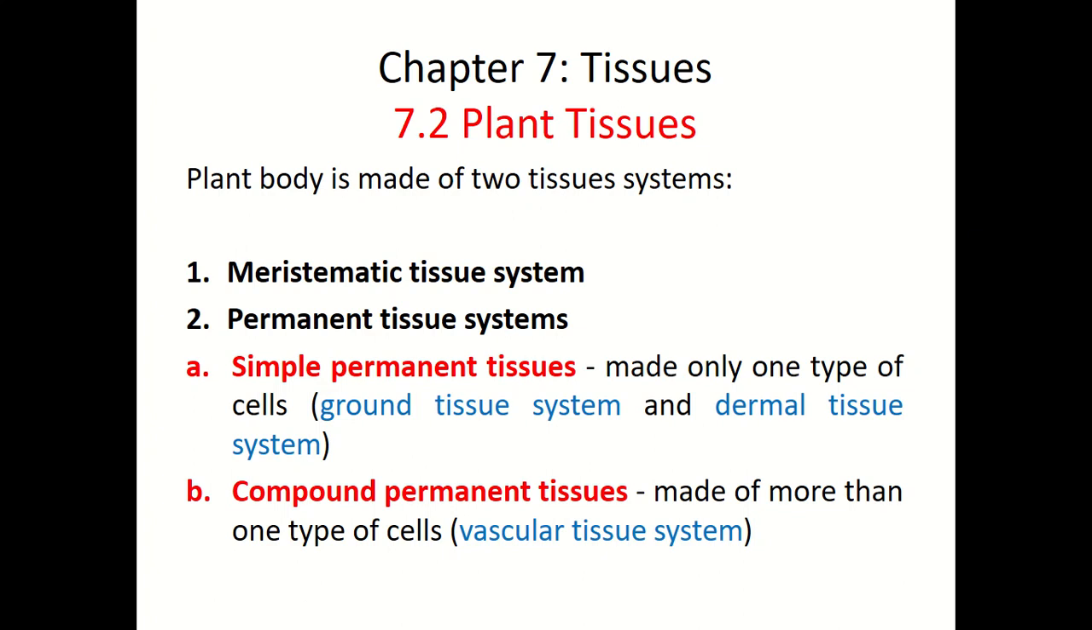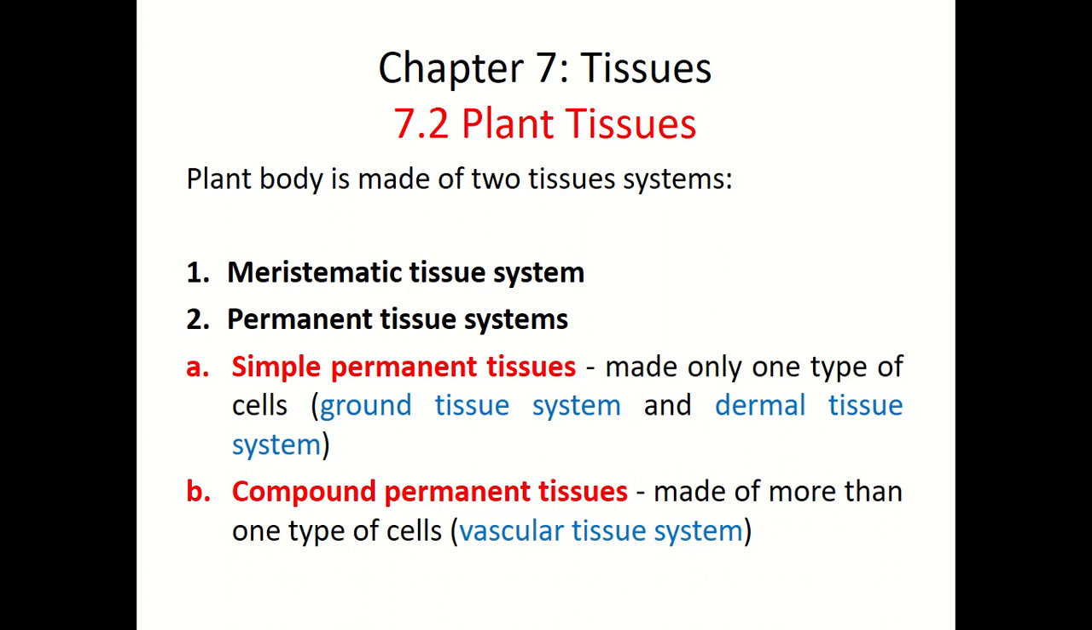So plant tissues are made of two tissue systems, which are the meristematic tissue system and the permanent tissue system. Under the meristematic tissue system, we have meristem tissue, and the permanent tissue system is divided into another two groups, which is simple permanent tissue that is made up of only one type of cell, including the ground tissue system and also the dermal tissue system.